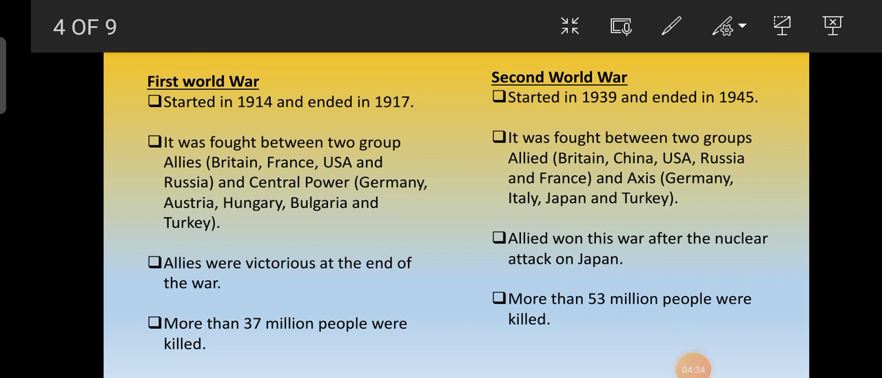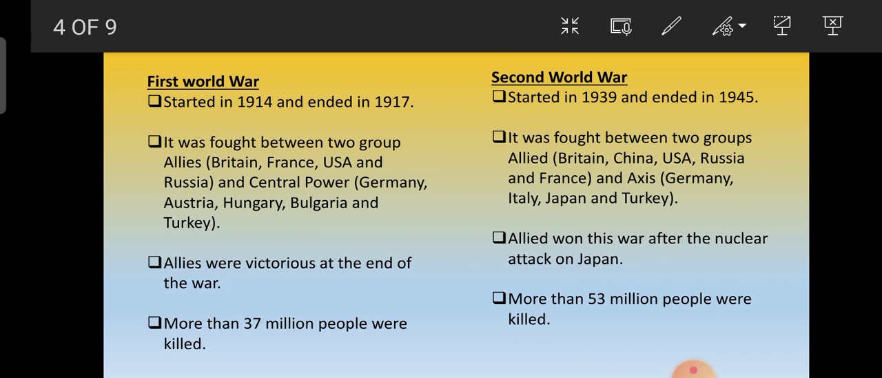The Second World War started in 1939 and ended in 1945. It was fought between two groups. Again, it was between two groups, Allied and Axis. In the Allied, there were Britain, China, USA, Russia, and France. And in the Axis, there were Germany, Italy, Japan, and Turkey.